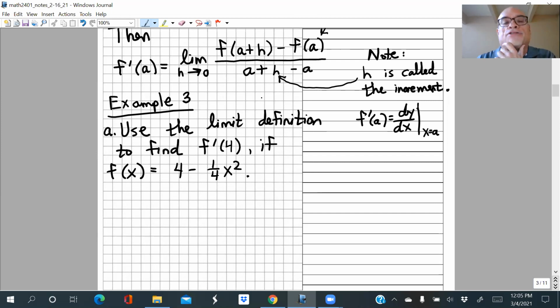All right, so let's actually do it. Let's use that same function that we had a moment ago. f of x is 4 minus 1/4 x squared. That was the function that we were graphing, that parabola that we graphed just a moment ago. And I want to find f prime of 4. Remember, we already calculated f prime of 4 in Desmos a second ago. It came out to be what, negative 2?